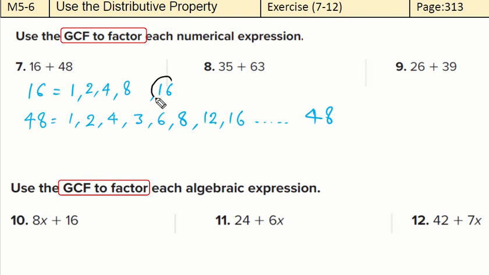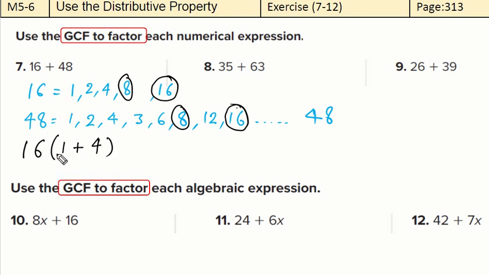So here the greatest common factor is 16 because 16 is common in both of these factor lists, right? You can ask why not 8? Because it is not the greatest one. The biggest one here is 16. So the common factor is 16 and then we have 1 plus, if you want to use the distributive property in this case, 4. So you can also write it in the form of the distributive property in this way. But the greatest common factor is 16.